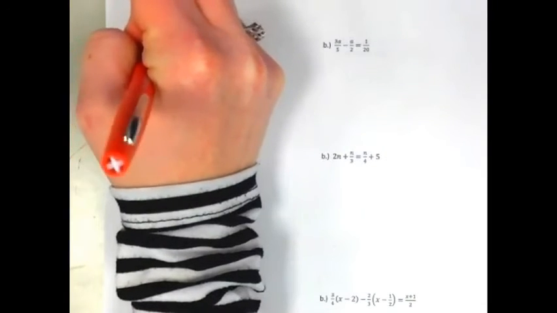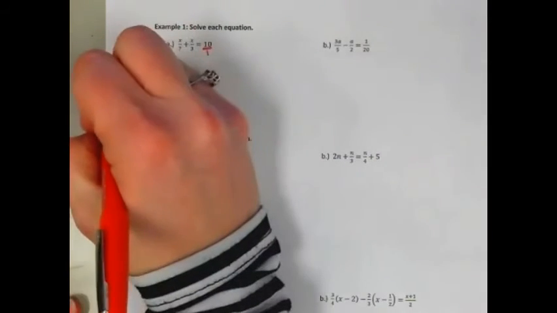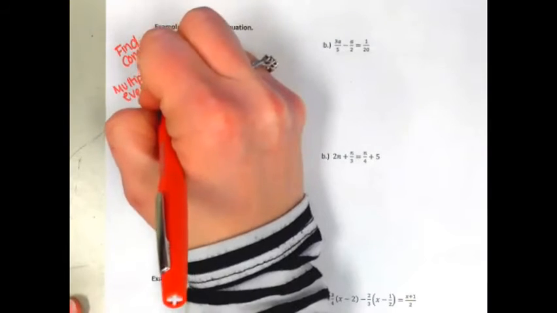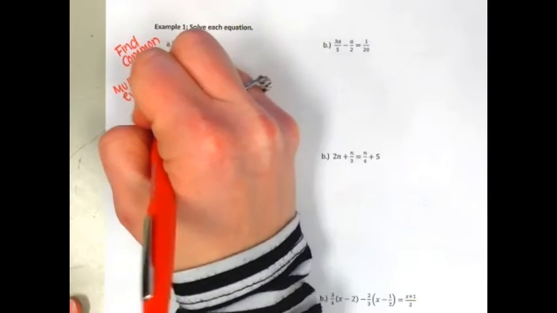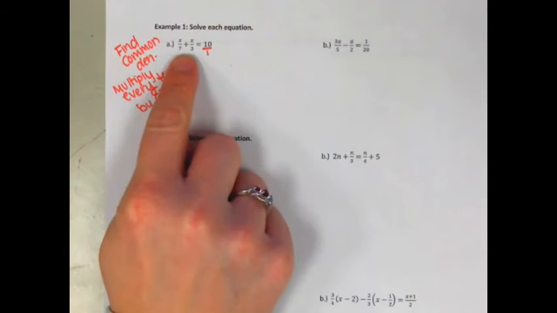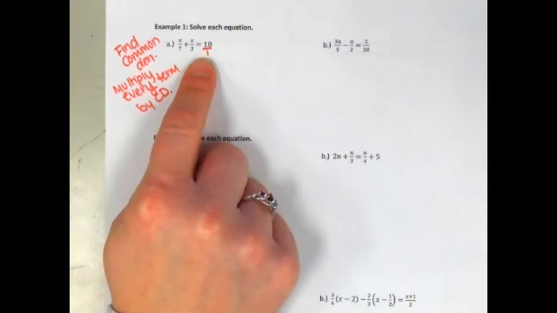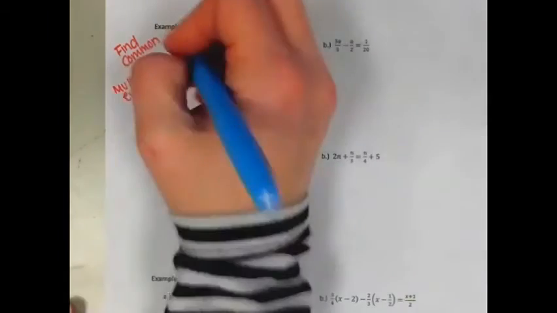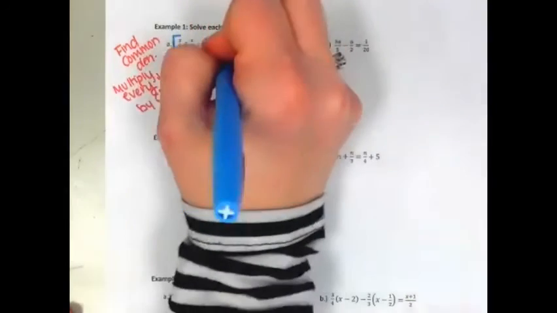So I find the common denominator. Do we know how to find a common denominator? Yeah. Once we know the common denominator, I can multiply every term by the common denominator, and if I do that, you will not have a fraction anymore. Let's look at that. Let's think about 7, 3, and 1. What can 7, 3, and 1 all go into? 21. So my common denominator is 21.